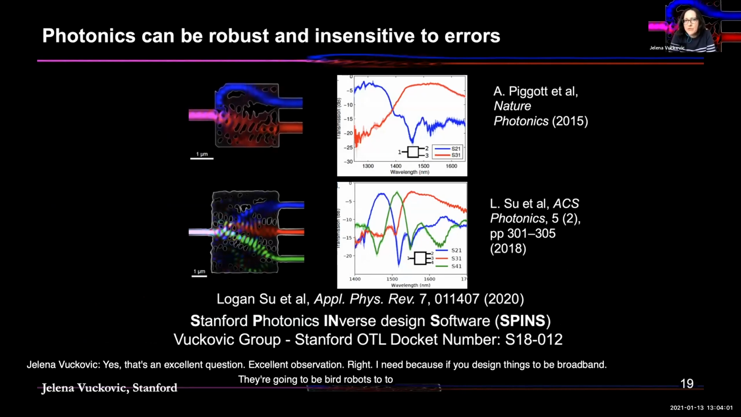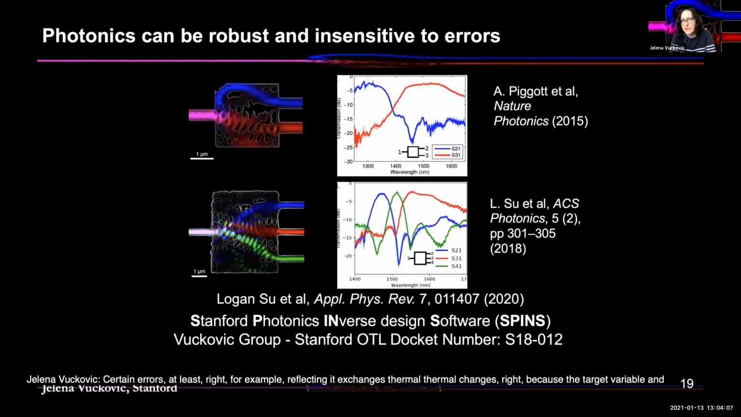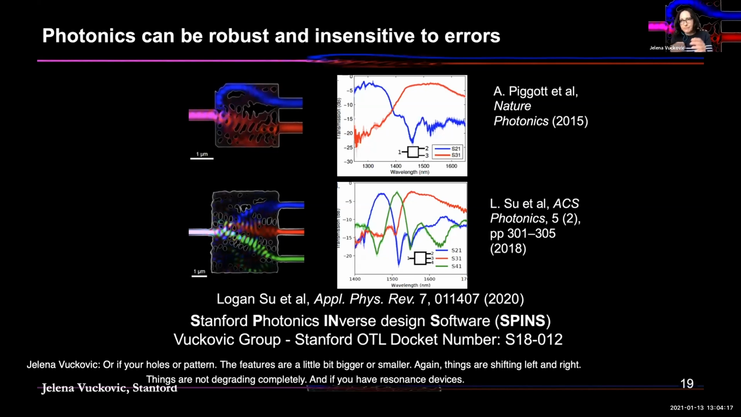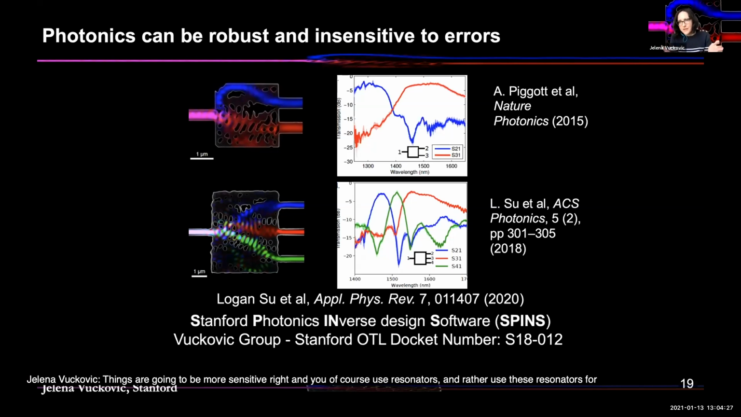I mean, because if you design things to be broadband, they're going to be more robust to certain errors, at least, right? For example, refractive index changes, thermal changes, right? Because at the target wavelength, you're just shifting the transmission characteristics left and right, or if your holes or pattern features are a little bit bigger or smaller, again, things are shifting left and right. Things are not degrading completely. And if you have resonant devices, things are going to be more sensitive, right?